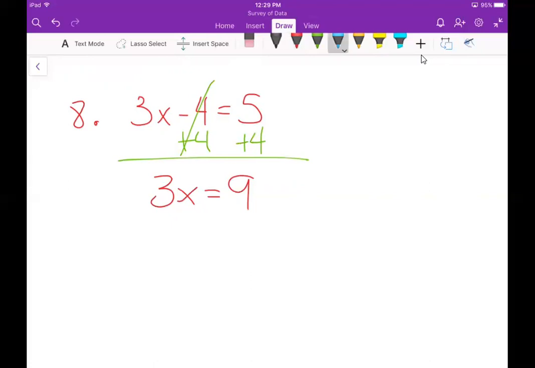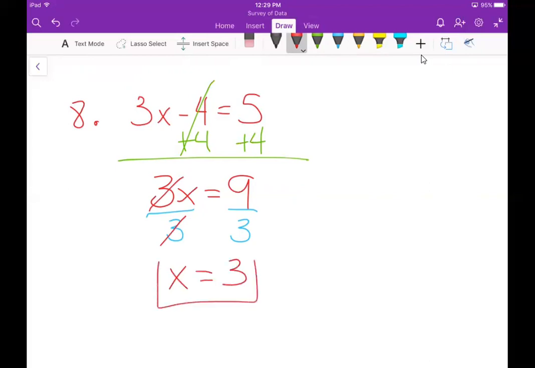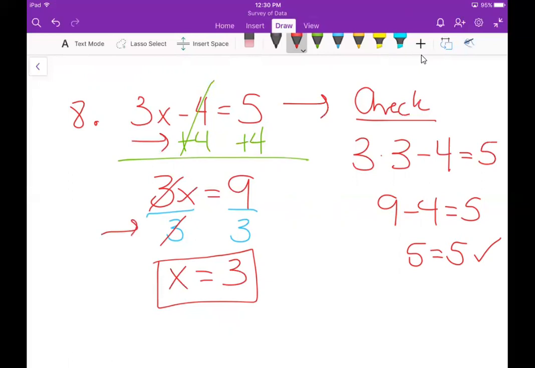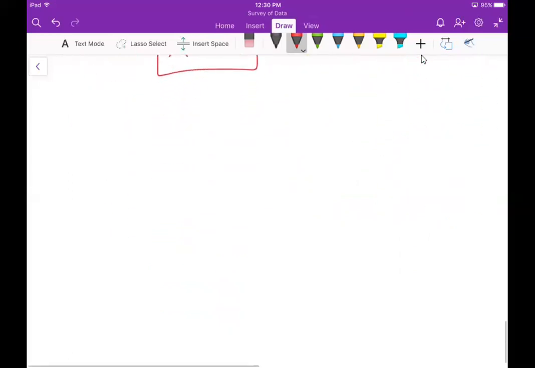Now is when we can say, okay, 3 is being multiplied by x, and now is when I can simply divide by 3 to undo the multiplication by 3 and end up with x equals 3. Again, you can always check your work here. Does 3 times 3 minus 4 equal 5? That's 9 minus 4 equals 5. That is 5 equal to 5, and it works out. Okay, so always undo that addition or subtraction first before you undo the multiplication or division. The reverse order, essentially, of the order of operations.